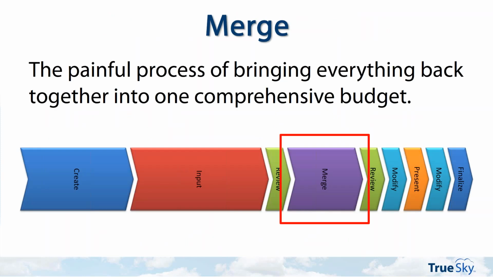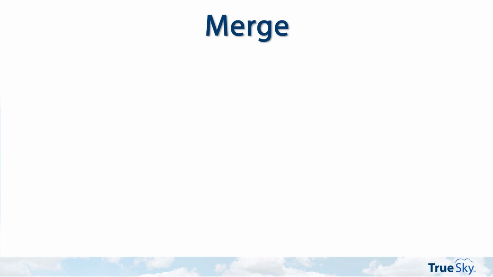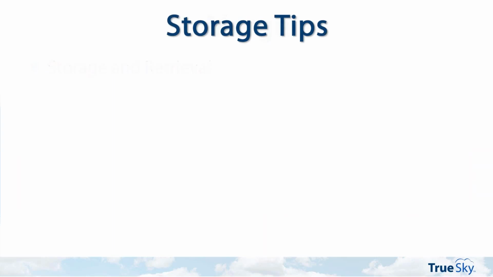All right. Now we're going to talk a little bit about the merge concept and how we help get all of that data back into one comprehensive budget. And this is probably the biggest pain in the budgeting cycle, right? So let's talk about storage and retrieval concepts that are going to help get you through this merge process first. So here are some tips on storage, okay?